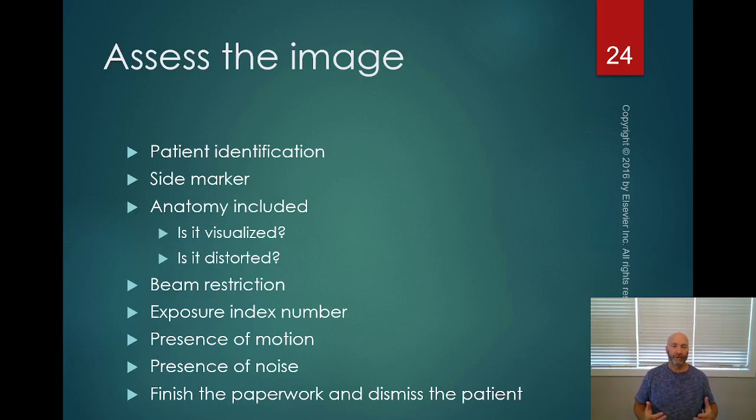So was beam restriction utilized? Beam restriction is collimation. The way that works is a little bit confusing. As you increase collimation, that means you decrease field size. So 3 different things are tied up there. Beam restriction and collimation mean the same thing. Field size really means the same thing. But as you increase collimation, you decrease field size. So increasing collimation means to make the field size smaller. So was it utilized and was it adequate?